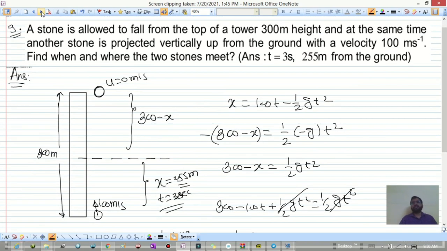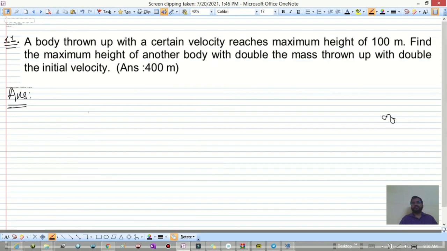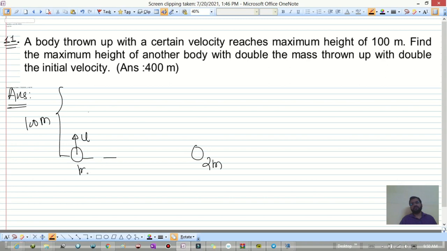Now the next question, the 10th question solution I gave. 11th question: a body thrown up with a certain velocity reaches a maximum height of 100 meter. Find the maximum height of another body with double the mass thrown up with double the initial velocity. So see, when we throw a body with velocity u, it reaches a maximum height of 100 meter. Now if you throw the body with mass 2m, this mass is given m, with double the velocity 2u, it will reach the height h.